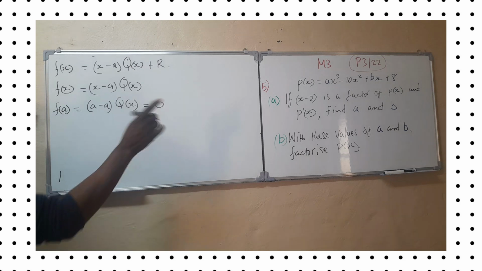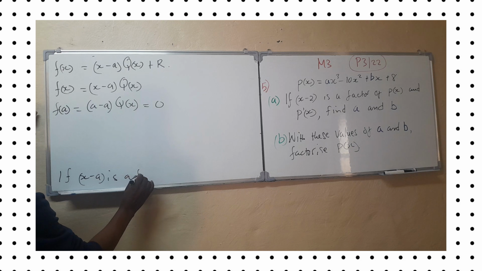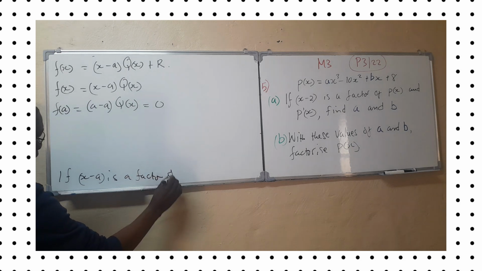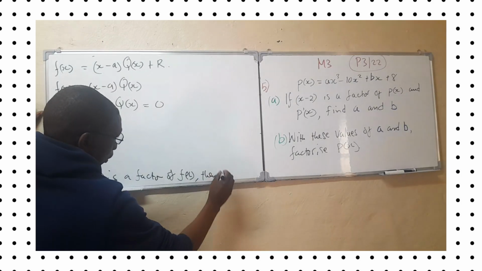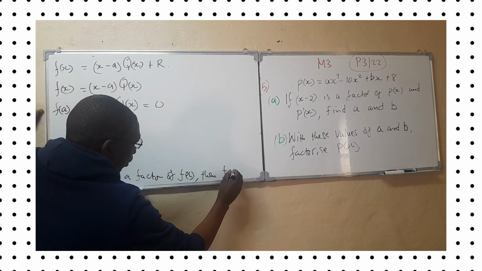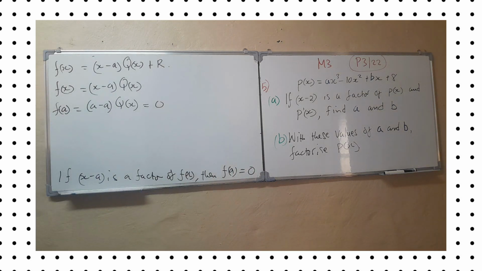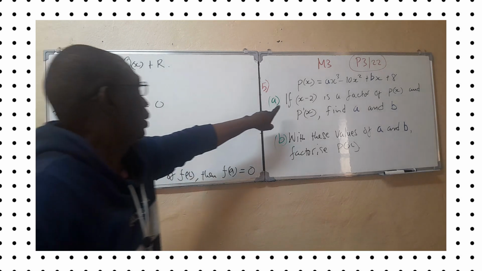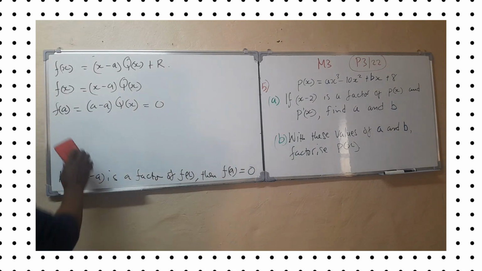Let's just write this down here somewhere, because we're going to use it in part A. If x minus a is a factor of f of x, then straight away we know f of a is equal to 0. That then is the factor theorem. This is the remainder theorem. So here we want to make use of the factor theorem. Okay, let's go.